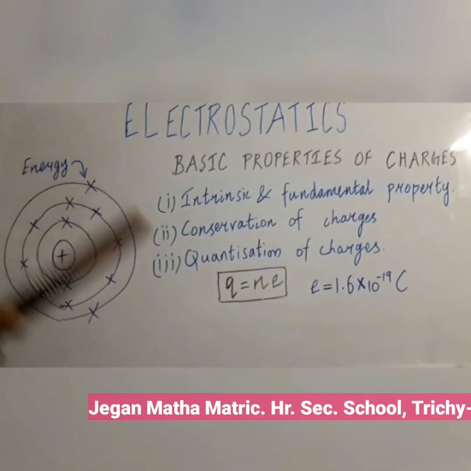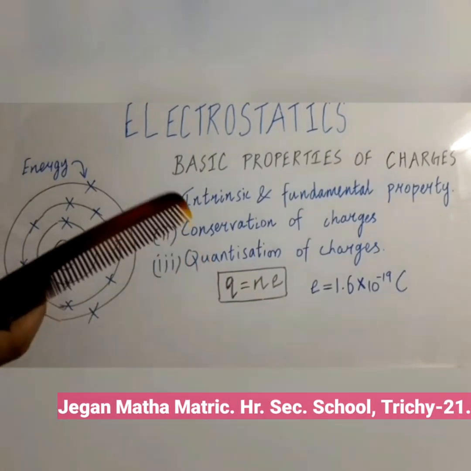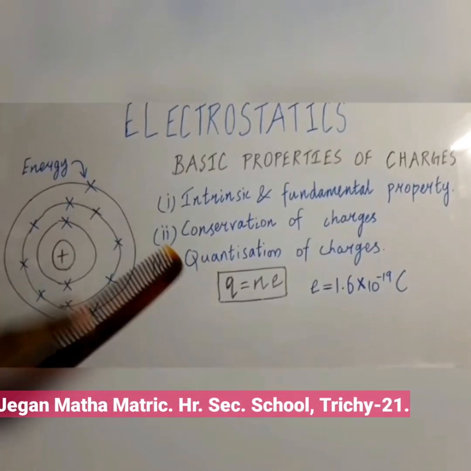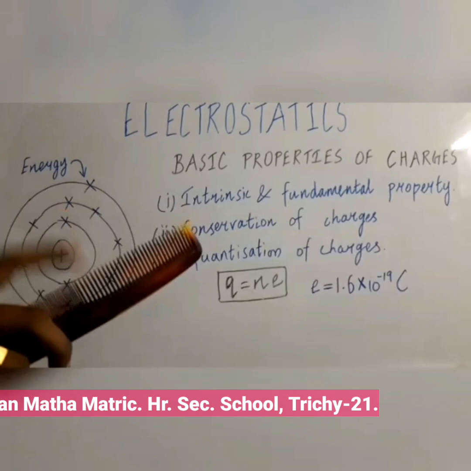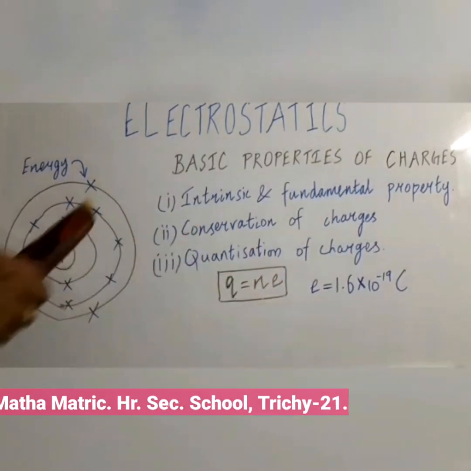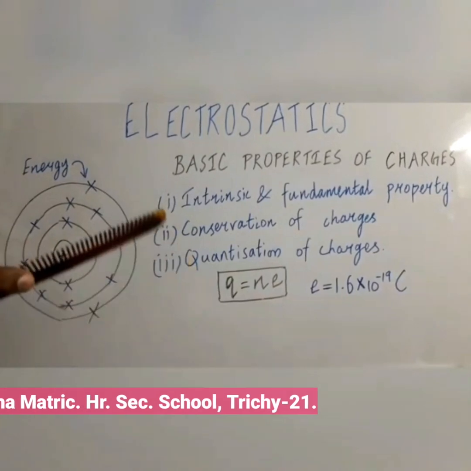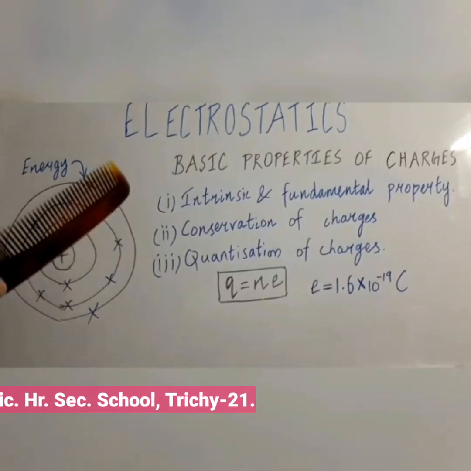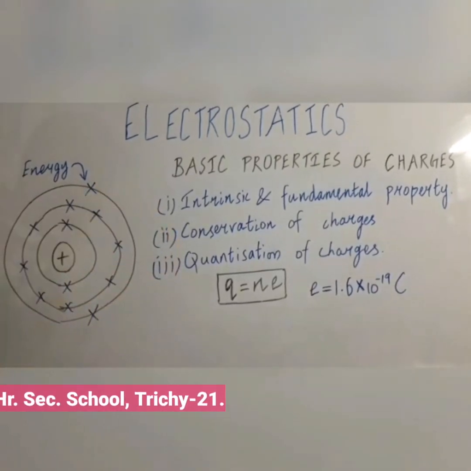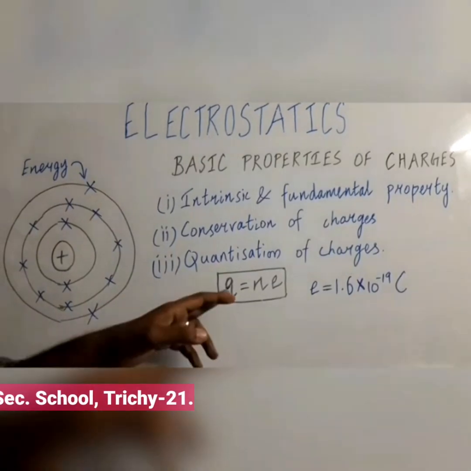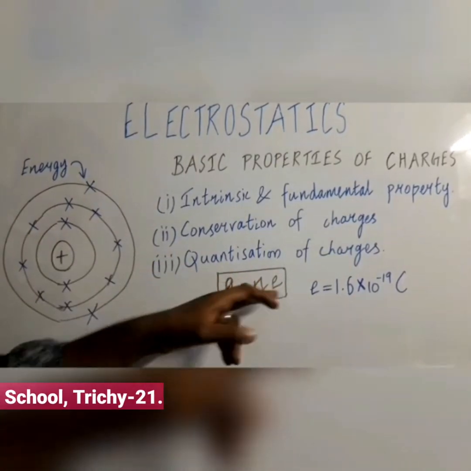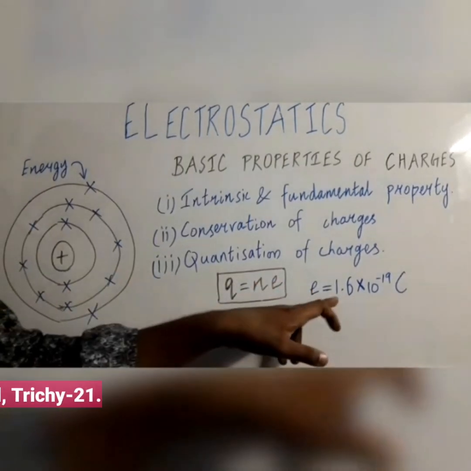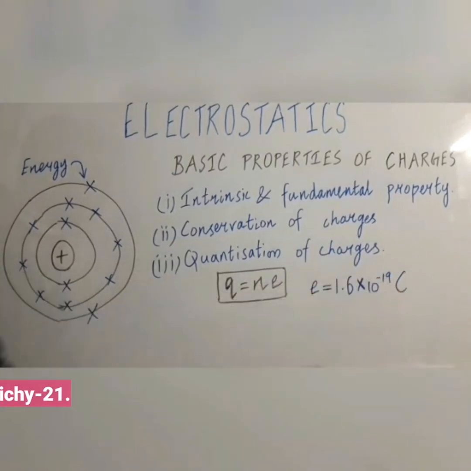When I rub this comb with my hair, the comb may gain 1 electron. Then the charge of the comb will be 1e. If it gains 2 electrons, the charge of the comb will be 2e. Likewise, if it gains n number of electrons, then the charge of the comb is Q equals n into e. Here the value of e is equal to 1.6 into 10 to the power of minus 19 coulomb.